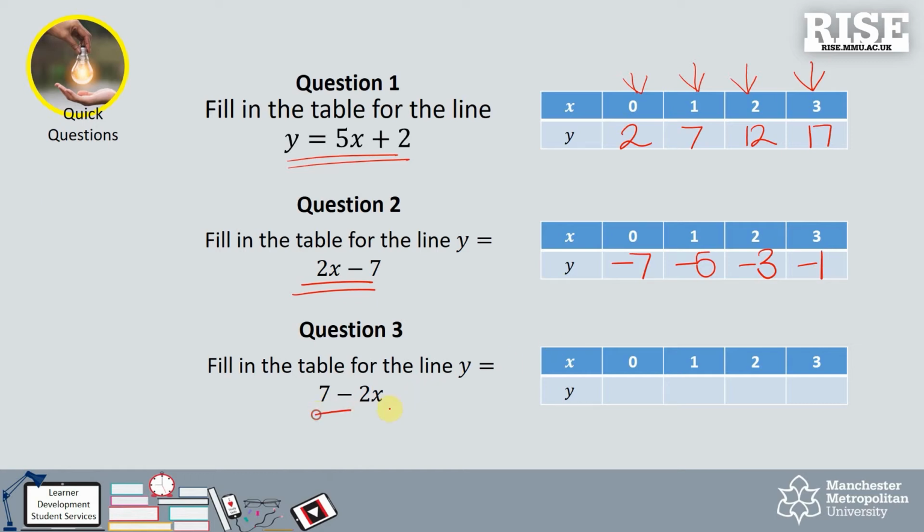And finally, what about when the equation is 7 take away 2 lots of the x? Well, 7 take away 2 lots of 0 is 7. 7 take away 2 lots of 1 is 5. 7 take away 2 lots of 2 is 3. And 7 take away 2 lots of 3 is 1.